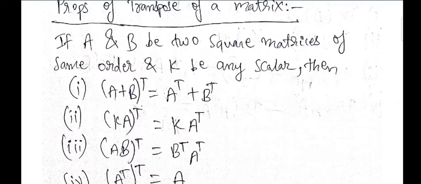So when the sum of two matrices has its transpose taken, clearly it is equal to the transpose of the individual matrices added together. Okay, such is the case.